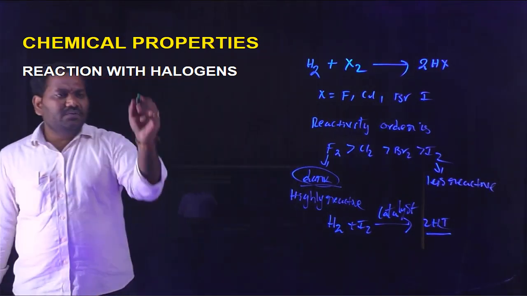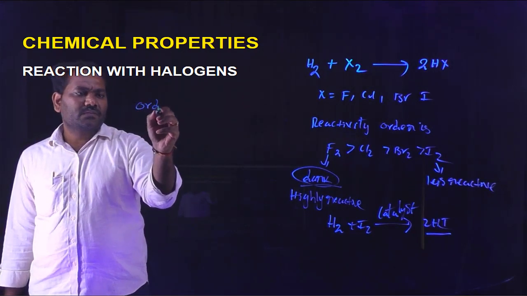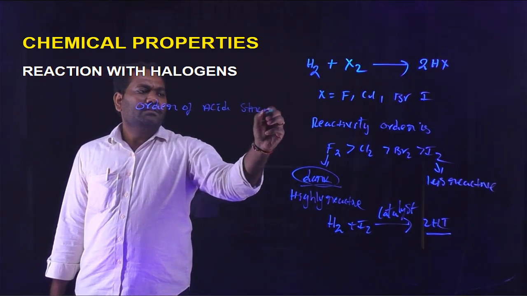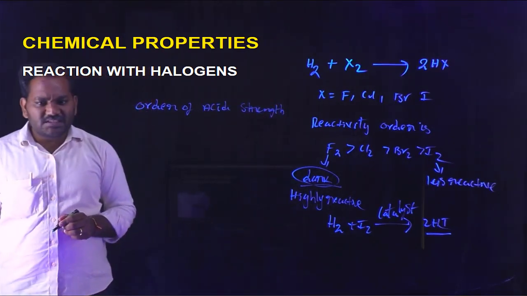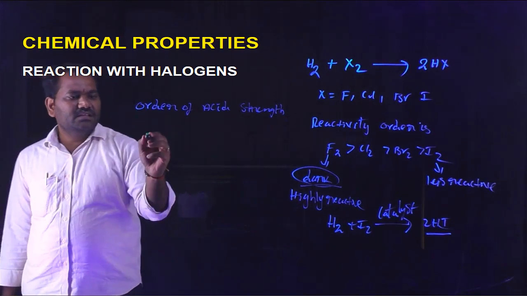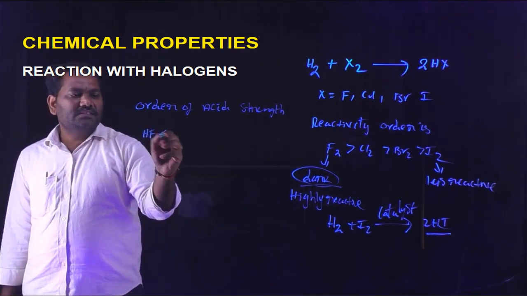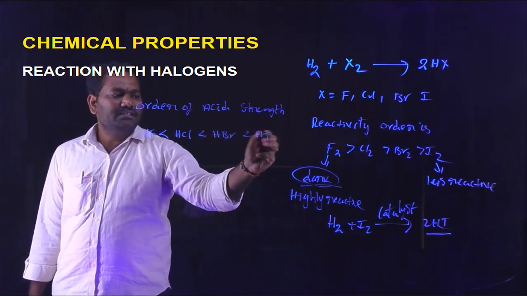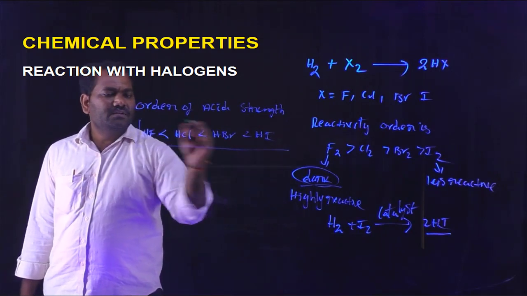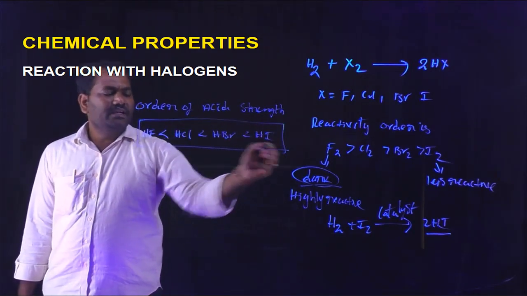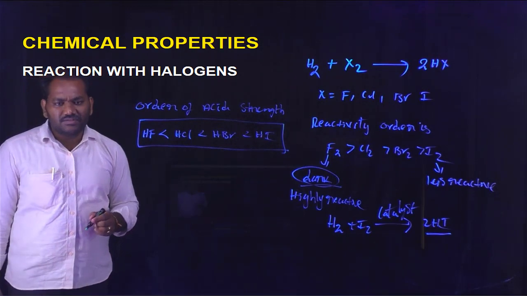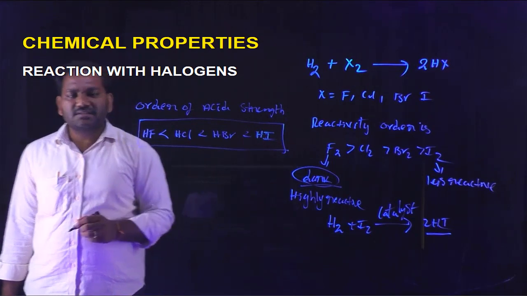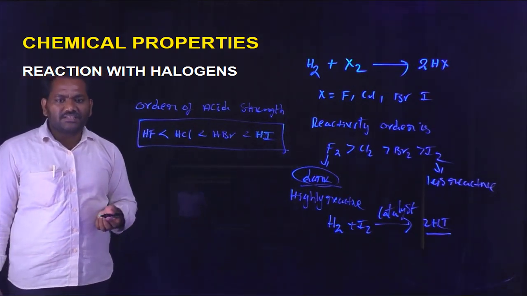Here the order of acid strength for these hydrogen halides is HF is less than HCl is less than HBr is less than HI. This is the order for the hydrogen halides. So HI is the strongest acid. Why?